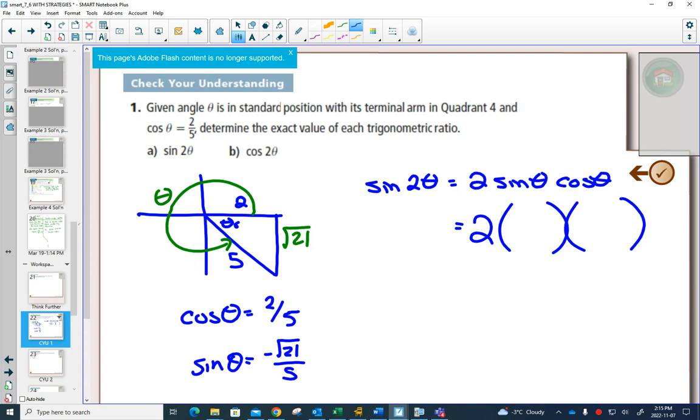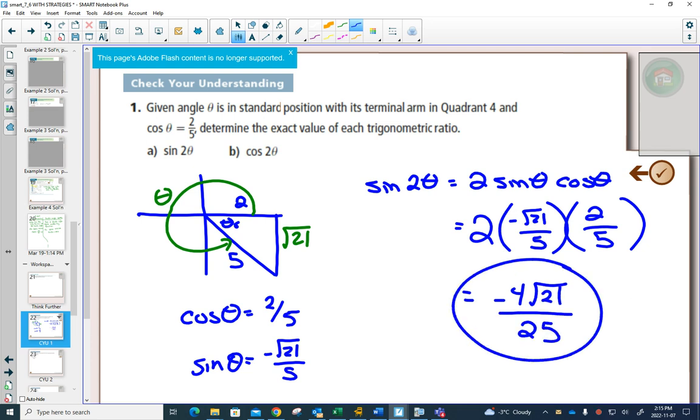I don't know theta, but I know that all of it is negative root 21/5. And cos of theta, I don't know theta, but I know that all of that is 2/5. Multiplying this all out gives me that sine of 2 theta would be 2 sine theta cos theta.